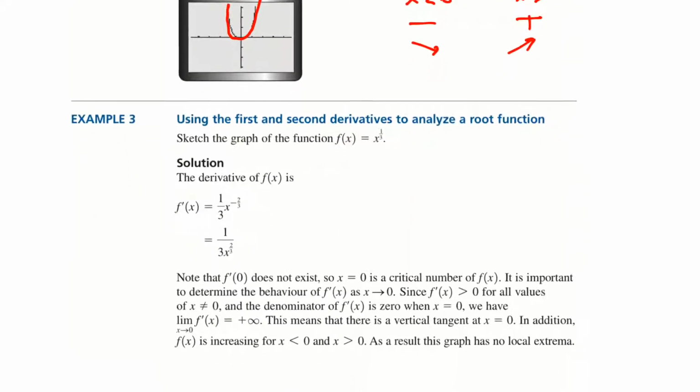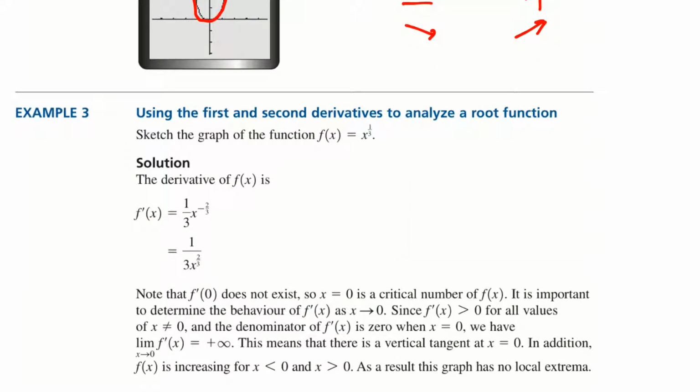Let's sketch the graph of y equals x to the power of 1/3. The derivative is 1 over 3 cube root of x^2. At 0 it is undefined, and when x is not 0 it is always positive. That means the function is always increasing, and at 0 the derivative is undefined.